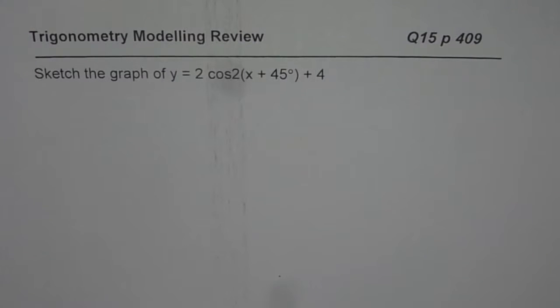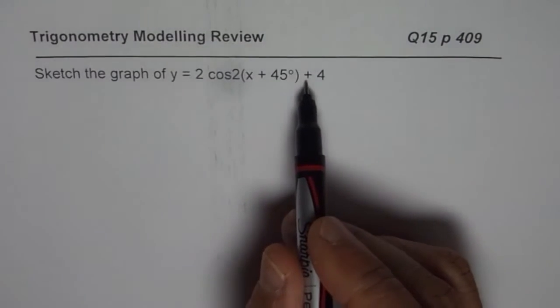I'm Anil Kumar, and here is the solution to question number 15, page 409, Nelson. We are reviewing grade 11 trigonometry. Sketch the graph of y equals 2 cos 2(x + 45 degrees) + 4.